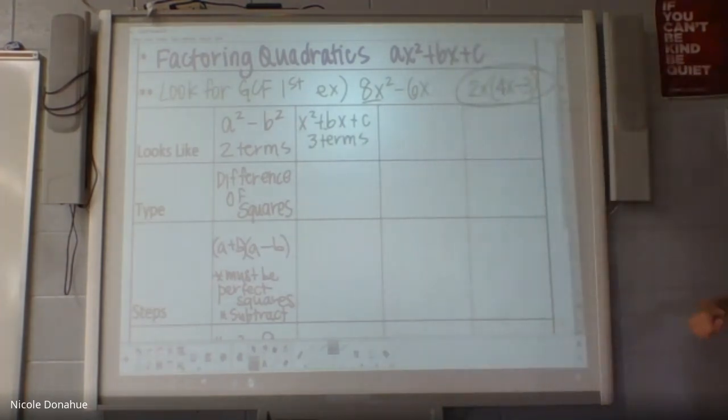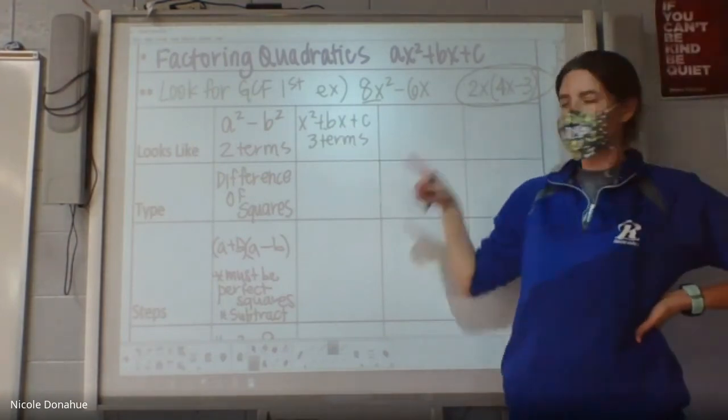All right, so the next type of problem, this one's my favorite one. I had a favorite type of factoring. Favorite kid?